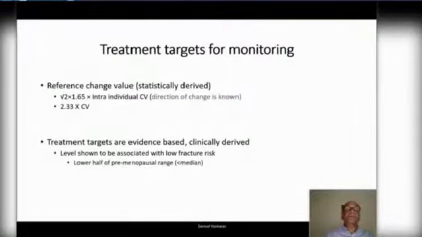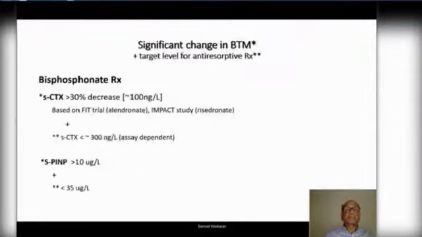So what are the treatment targets for monitoring? There are two ways you can monitor. Look at the reference change value and see if the marker has changed by more than the reference change value. Or treatment targets can be used, and they are evidence-based, based on clinical trials where they've been shown to be associated with a lower fracture risk. Generally, it's the lower half of the premenopausal range, or less than the median of the premenopausal range. That's the target.